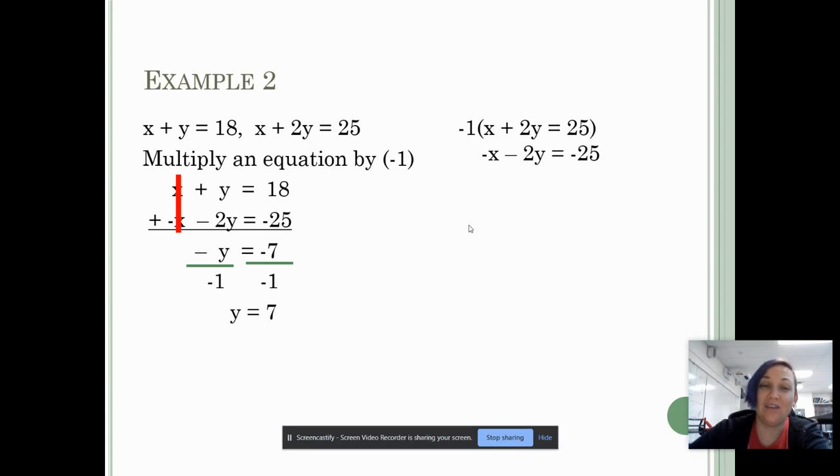To do that, you don't have to do elimination. You can use substitution now. So I'm going to take my y equals 7 and substitute it. Again, it does not matter which equation you substitute into. So you can substitute it into x plus y equals 18, or you can substitute it for the y in the x plus 2y equals 25. You could even use this one with all the negative signs if you really wanted to.